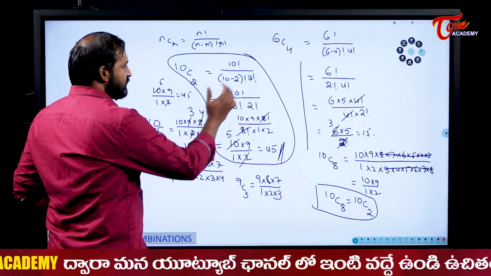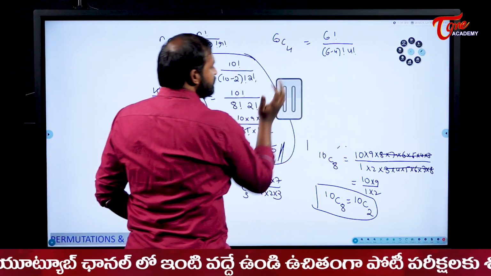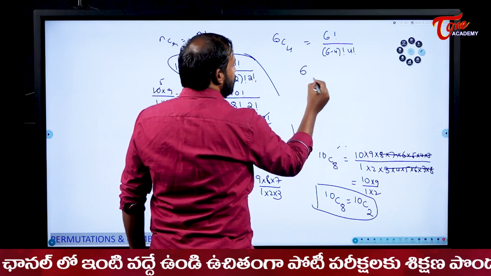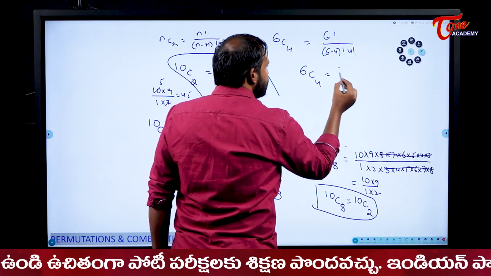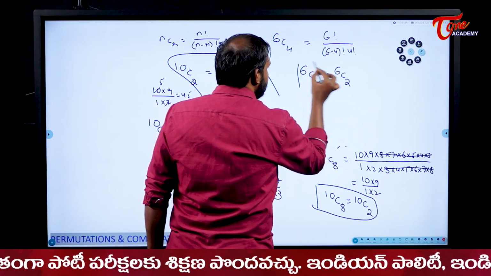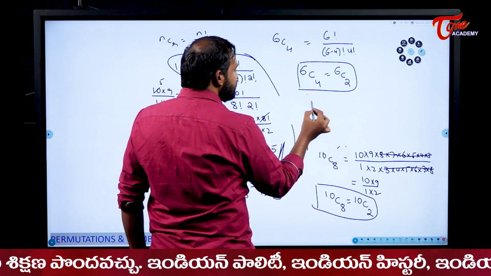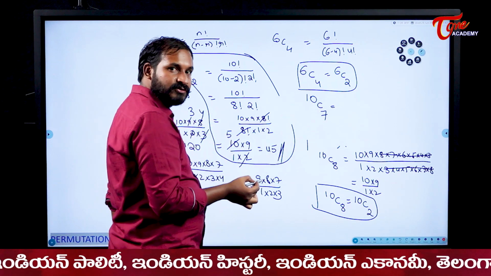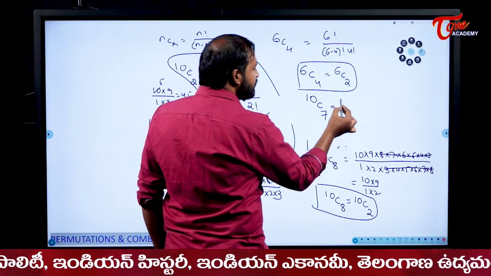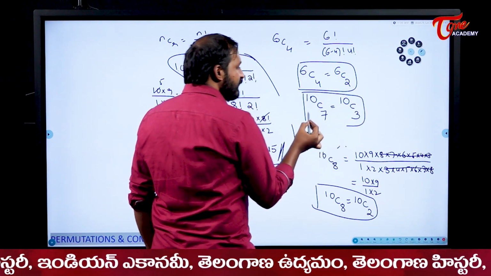For example, please see 6C4. 6C4 is equal to 6 minus 4, which is 2. So 6C4 is equal to 6C2. For example, if I want to find 10C7, 10 minus 7 is what, students? 3. So I can write this as 10C3.